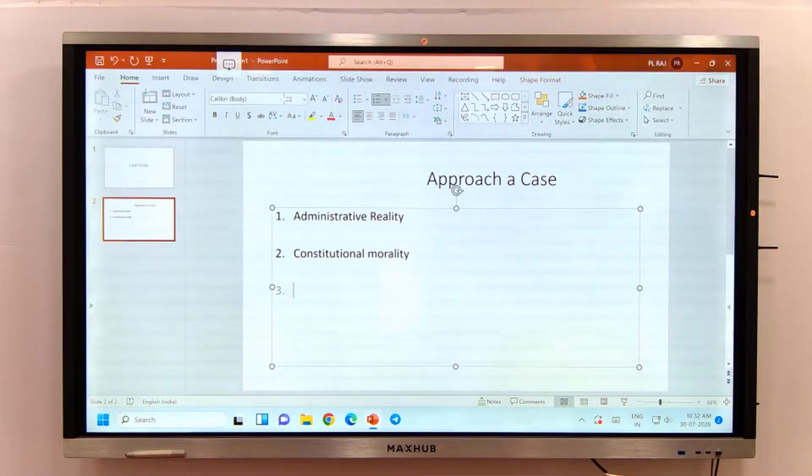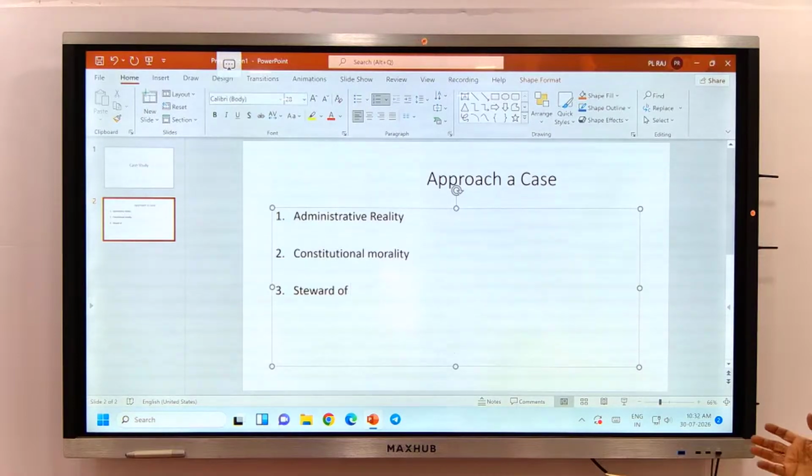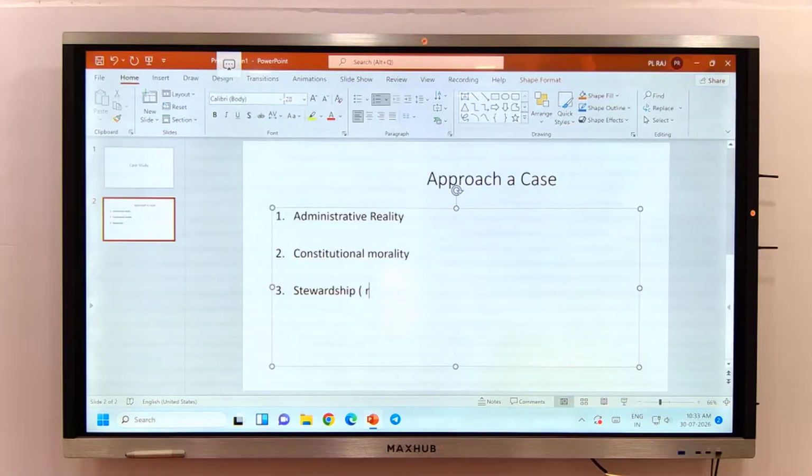Then the third, very important one. In that approach, we should have the conscience that we are not the authority. We are just stewards, the stewards of this authority. The stewardship. We are not the ultimate authority. We are just sitting in that seat. It is not authority. That means responsibility.